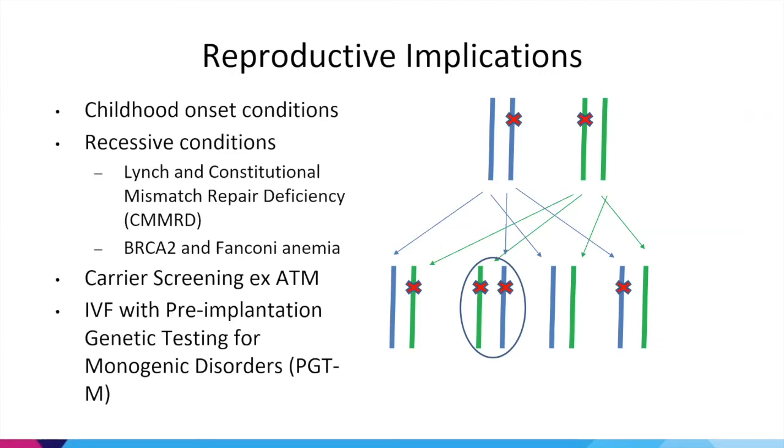The other factor is with the expansion of IVF, especially with pre-implantation genetic testing for monogenic disorders, so being able to test embryos. Some individuals, when they have a strong family history of cancer and they are thinking about undergoing IVF anyways, would like this information to have the option to potentially test embryos.